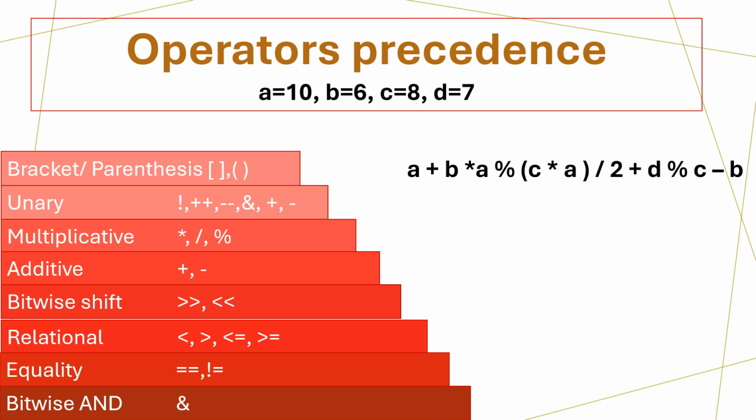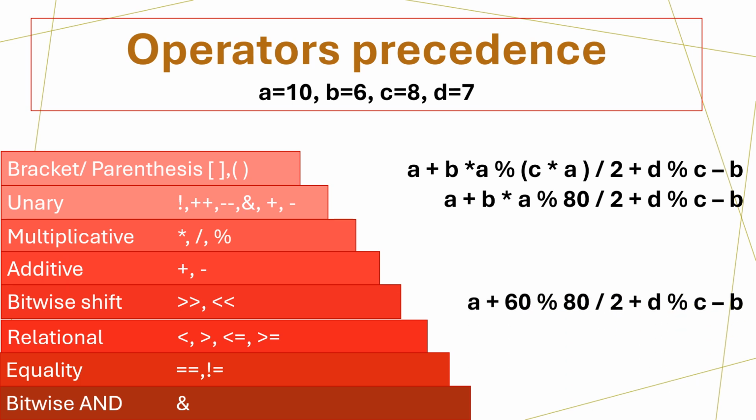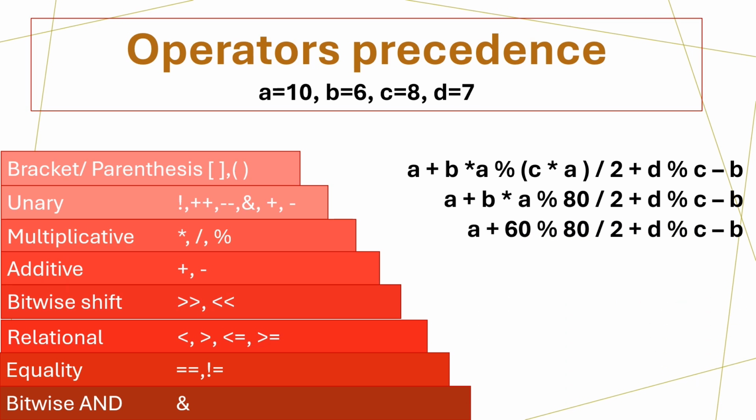Considering an example where an equation is given and the values are given above, where A would be considered as 10, B as 6, C as 8, and D as 7. So according to the operator precedence, we will first consider the operators in the parentheses, that is C multiplied by A. We get a value 80. Then after that we will go for the multiplicative operators, that is B multiplied by A. We got the value 60. Then we moved on to the modulus sign. We got the value 60 again.